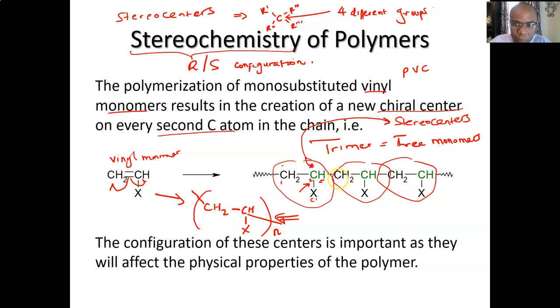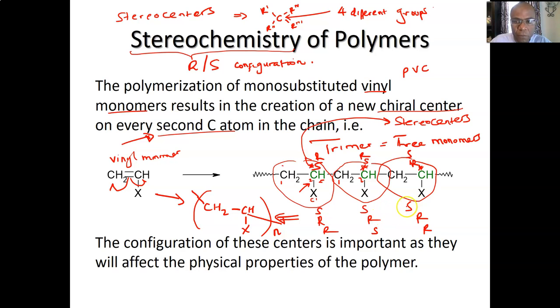We skip one carbon, we go to the second one. That's what it's saying. After every second carbon, you get a stereo center. So that's another carbon with four different groups. There's another carbon, four different groups, and so on. Now you can imagine you're going to have R, R, R, or S, S, S, or R, R, S, or S, S, R. There are so many ways these configurations can be arranged.